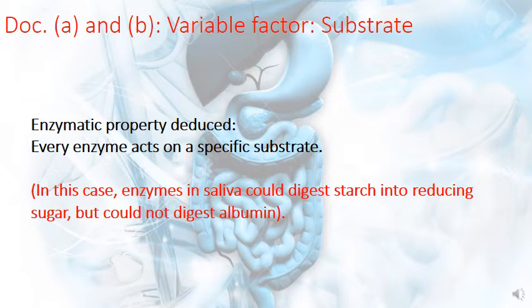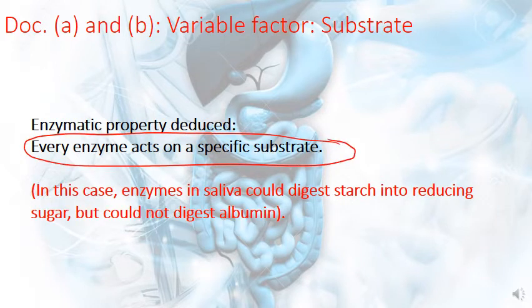So the enzymatic property here: every enzyme works on a specific substrate. So this is the first property about the enzymes. Number one, every enzyme acts on a specific substrate. In this case, the enzyme in the saliva, that's salivary amylase, could digest starch producing sugar, which is the maltose, but could not digest the albumin. So this is the first property for the enzyme. Salivary amylase digests only starch and not protein.